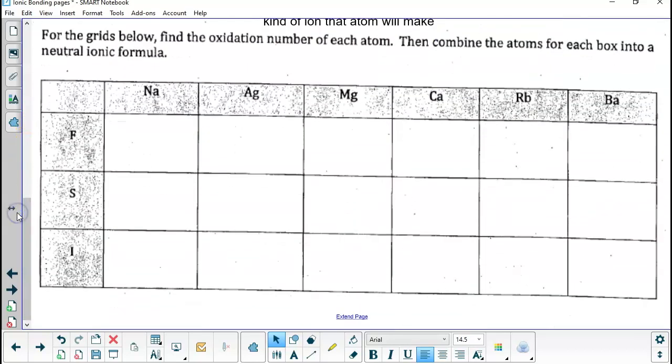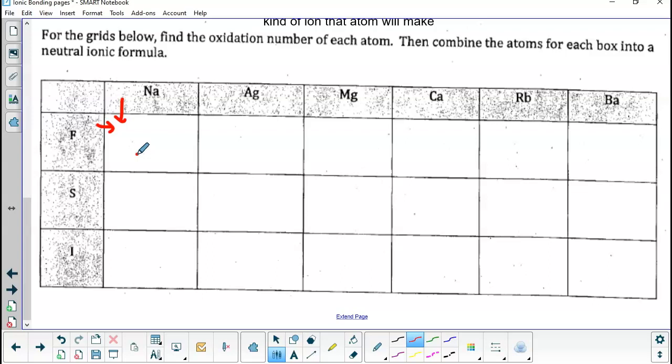Now for the grids here, you are going to do the exact same thing as the previous worksheet. We are going to put two atoms together, taking the atom on the top and the atom on the side for each box and seeing what the formula would be if I put them together. How many of each atom do I need to make sure all the electrons are used and everybody's happy and stable?